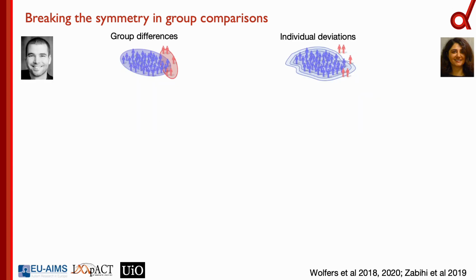I'm just going to summarise. So we've now demonstrated this symmetry breaking, the value of this in a number of different disorders, and I'm showing you now work from Thomas Wolfers and Mariam Zabihi across a number of different disorders. On the left, I'm going to show you the classical group differences, and on the right, the individual deviations.